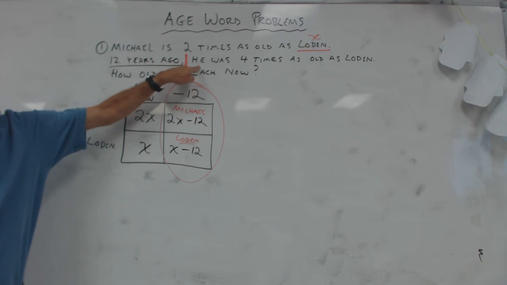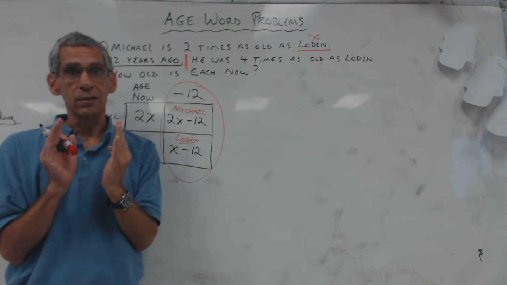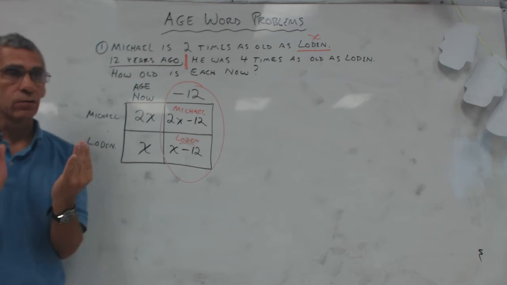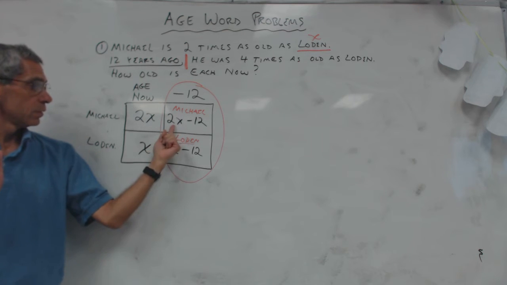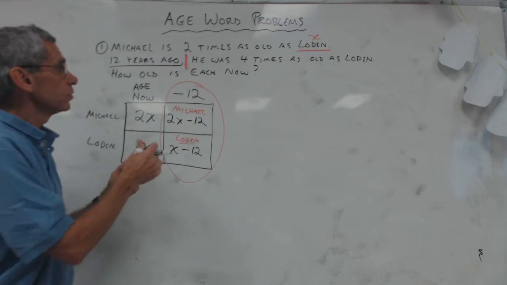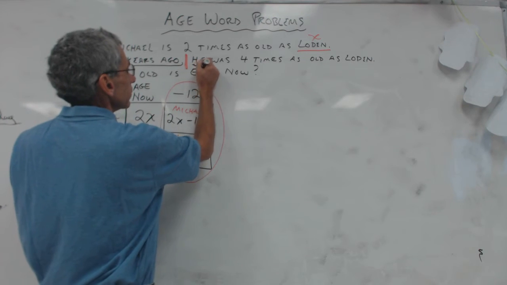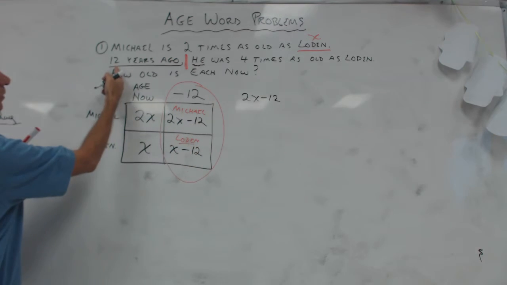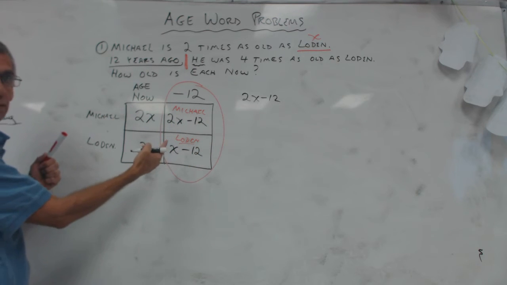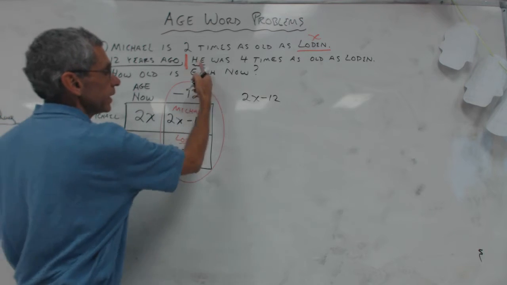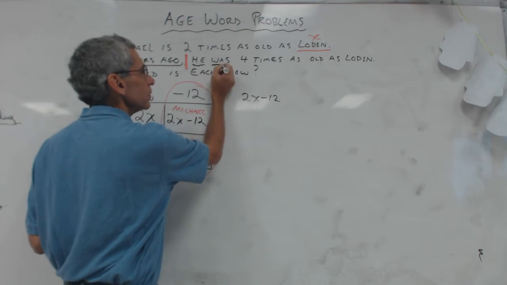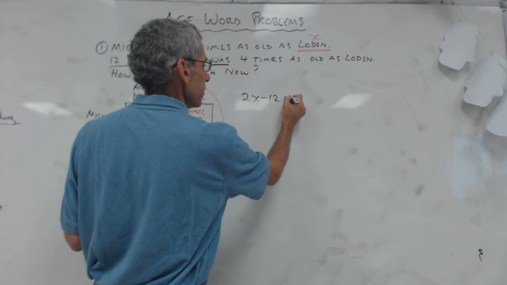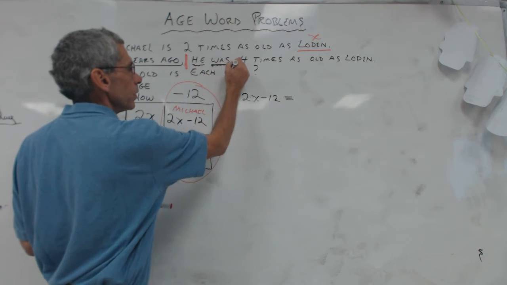And I'm going to do one word at a time, and I'm going to do exactly what it says. When it says he, I need to know who he is. Michael. So what is Michael? 2x minus 12. Michael is 2x minus 12. So the first word is he. That's 2x minus 12 because that's Michael. I know I got to use this column because it says 12 years ago, right? I've got to use the second column. So he, 2x minus 12, was. What do I put for was? Equals. So you don't want to miss any word. Every single word is important.